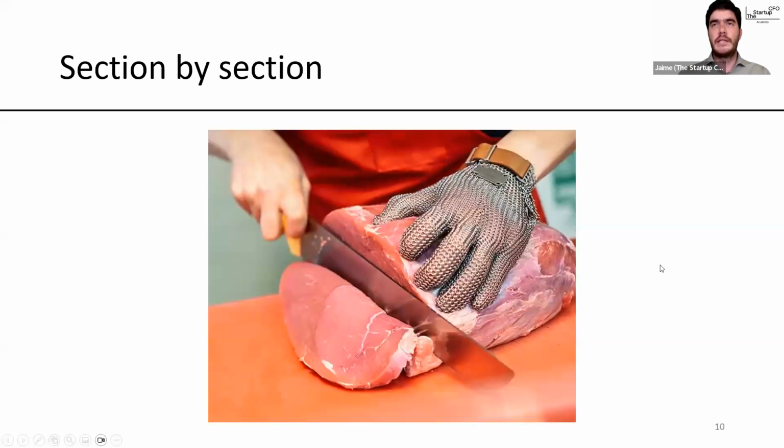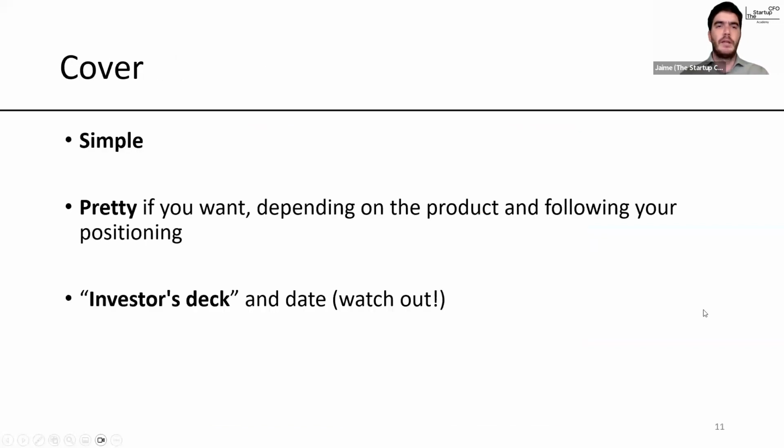So now let's get to the chase and go section by section. Every business deck starts with a cover, obviously. The key thing here is keep it simple. If you want to make it beautiful, that may be useful depending on the product or the positioning that you want. For example, if your main claim is that you are going to create an ERP like SAP, whatever, but incredibly simple, maybe your cover should be in one color, easy, just the name of your company, and that's it.